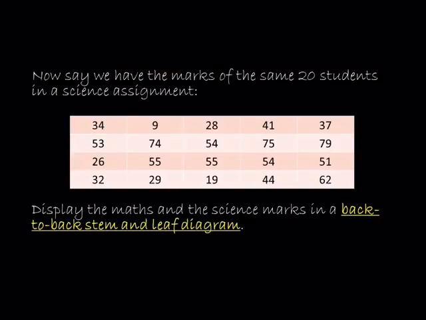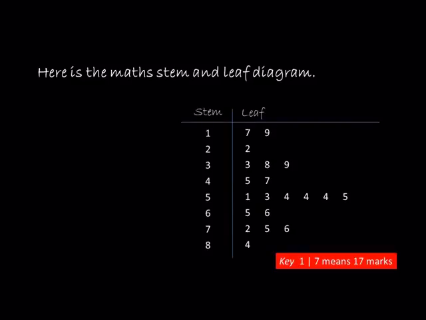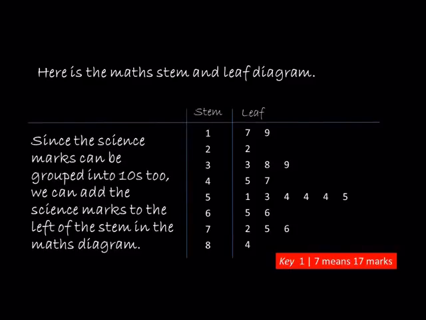Now say for the same 20 students, we also have the marks of their science assignment, and here they are. And we wish to display both the maths and the science marks in a back-to-back stem and leaf diagram. So let's do that. Here is the maths stem and leaf diagram that we have just done. And since the science marks can also be split into the same groupings, 10s, 20s, 30s, 40s, and that's important. You have to be able to split your data into the same groupings for both sets of data.